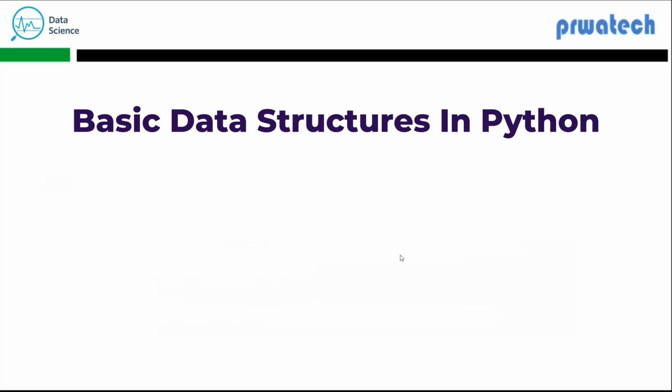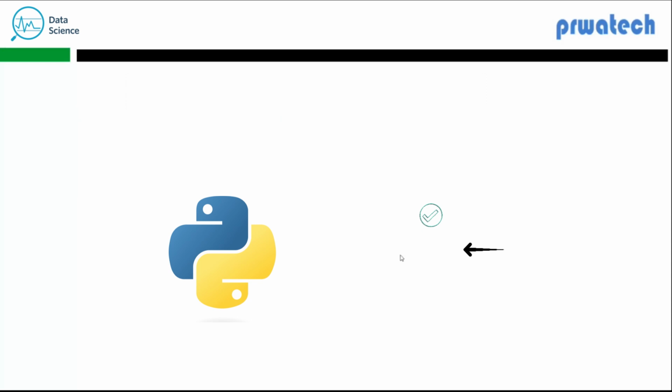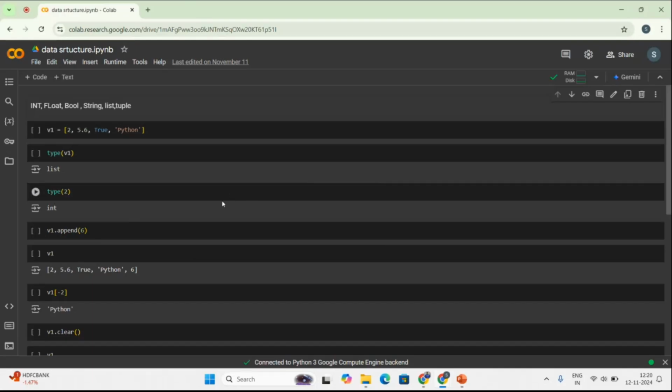Hey everyone, in the last class, we learned about the basic data structures in Python. In that, we finished with the list. Today, we can continue with tuples. Okay, so let's get into the Google Colab first. Now we are in the Google Colab.